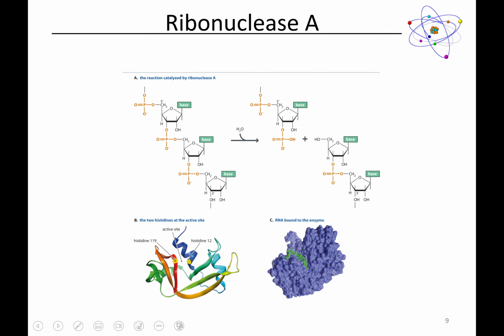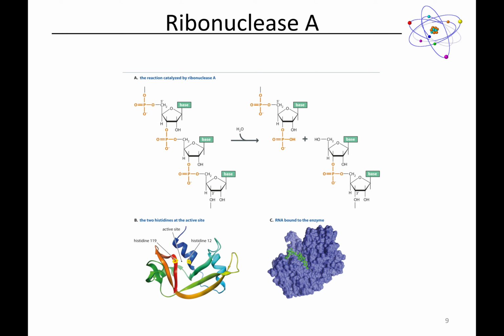All right, so here's one really good example, ribonuclease A. This is an enzyme that's present everywhere, right? If any of you have worked with RNA in the past, you know how careful you have to be about making sure things are RNase free. It's because this enzyme is everywhere and it is robust, it is stable.